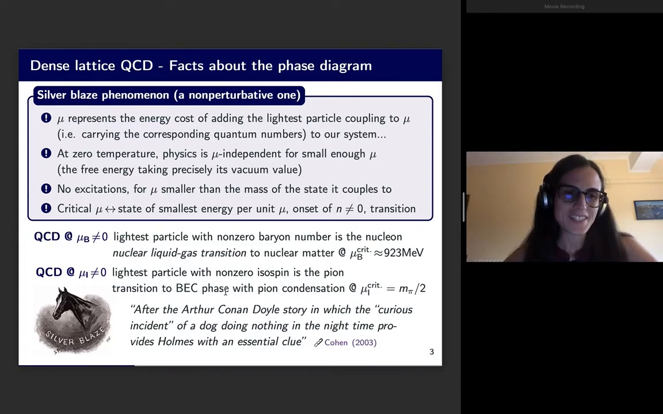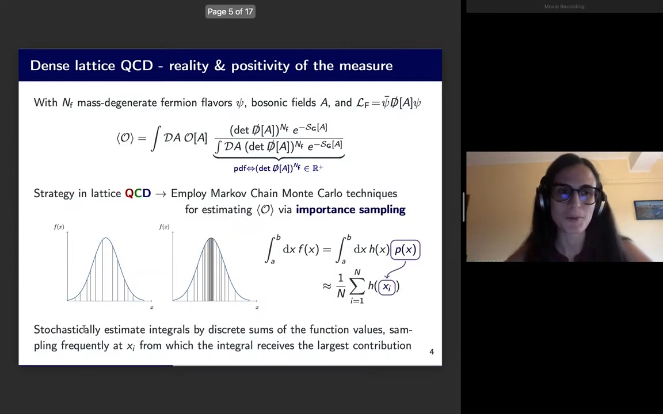And just a trivia about the name. This is called Silver Blaze after the Arthur Conan Doyle story, in which the curious incident of a dog doing nothing during the night provided Holmes with an essential clue for solving the case. And you have the reference where this nomenclature was proposed.